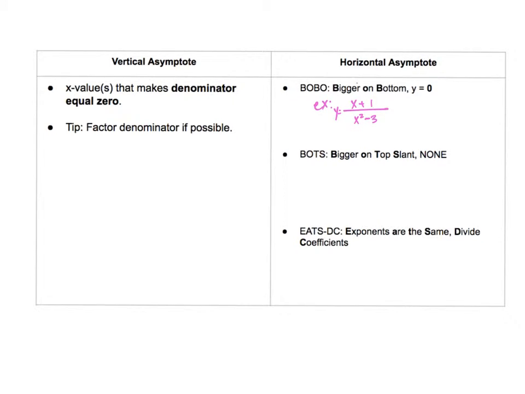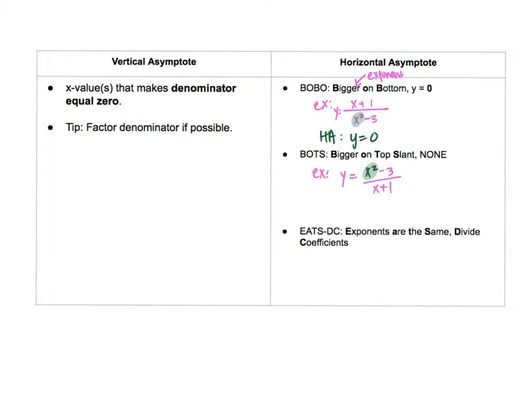When I mean by bigger, I'm talking about exponents, typically on x, or the variable, okay? So in this case, if the bottom exponent is bigger, that means that your horizontal asymptote will always be y equals 0, okay? Now the next one here, we have BOTS, which represents bigger on top slant. What that means is you have a situation where the exponent might be bigger on top. So let's say like x squared minus 3 over x plus 1. As you can see, the top's exponent is bigger than the bottom.